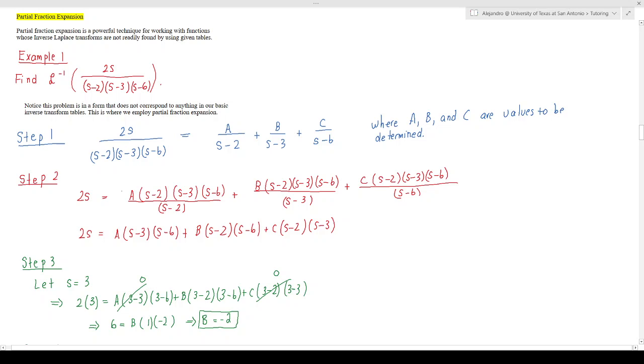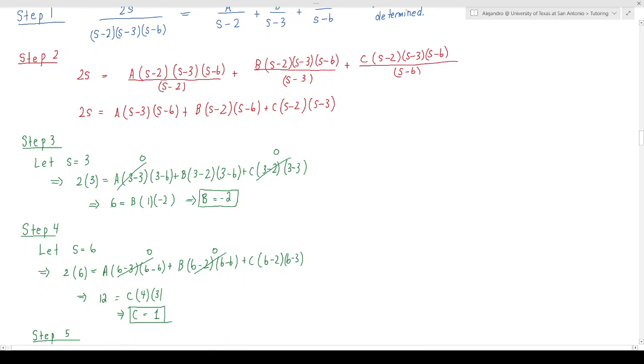So step 2 is, since we have this equality sign, we can multiply s minus 2 times s minus 3 times s minus 6 to all the terms. After a couple of cancellations, s minus 2 and s minus 2 cancel, s minus 3 and s minus 3, and s minus 6 and s minus 6, we end up with this long equation: 2s equals this term plus this term plus this term.